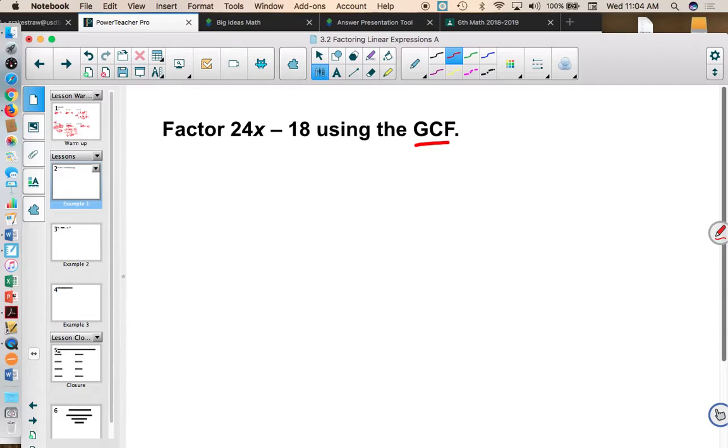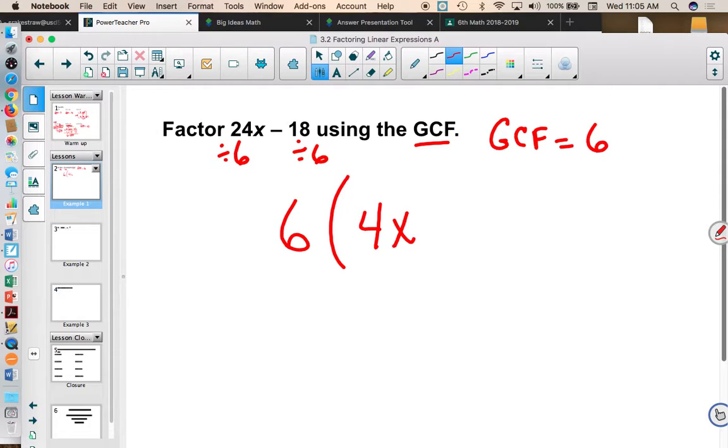24 and 18. What is that greatest common factor? Sophia says 6. So she says my GCF equals 6. Do we agree? Thumbs up or thumbs down? Okay. So now I look at my expression and I'm basically saying divide by 6, divide by 6. 6 comes out. What's left behind? What is 24 divided by 6? 4, and I've got to keep the x. And 18 divided by 6 is 3.